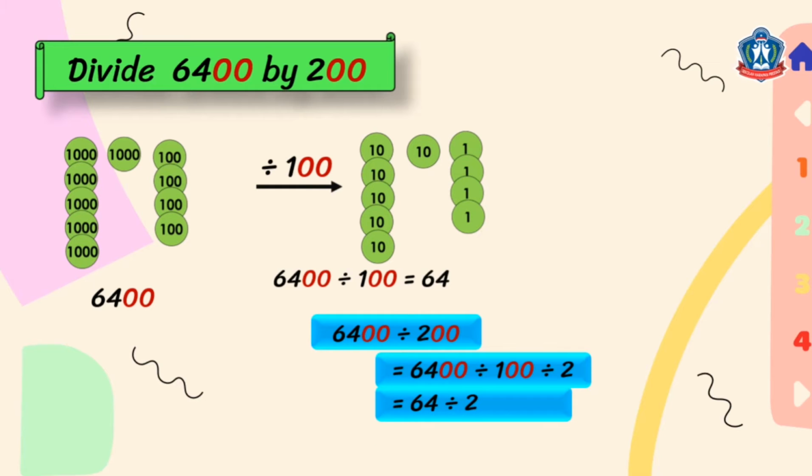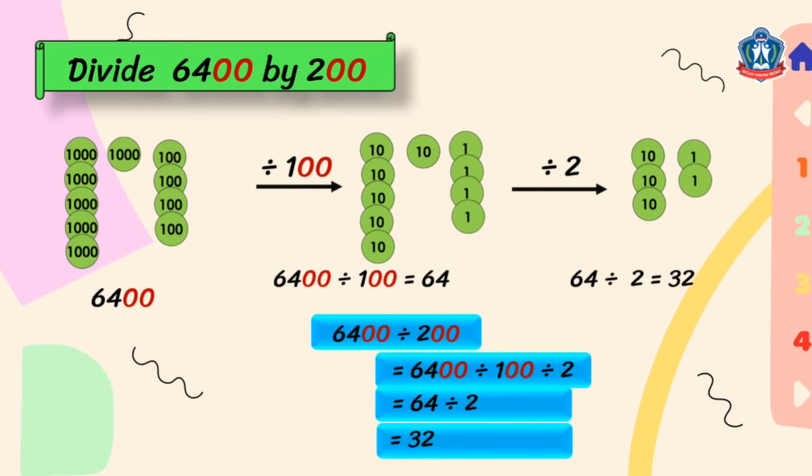After that, we divide the 64 by 2. So it means we will find the half of 64, and the answer is 32, because half of 60 is 30 and half of 4 is 2. So 6,400 divided by 200 is 32. Look at our answer, children. It's already 32. No more zeros. So if we divide numbers, children, of course, it will become smaller, and usually the zeros will be gone.